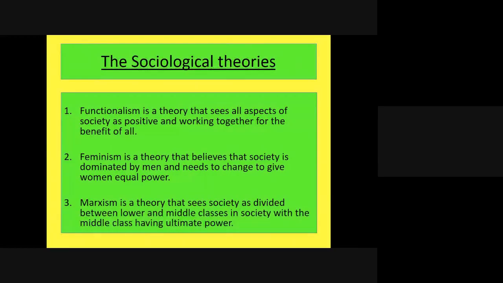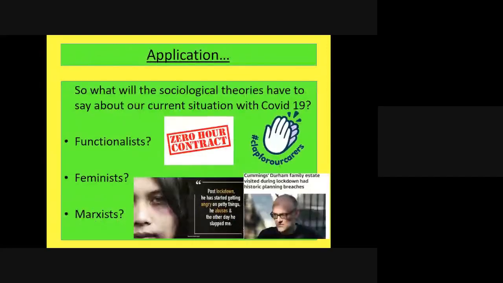And that sees society as divided between lower and higher classes, with the upper class having the ultimate power. Okay, so they believe that you have the middle and upper classes who have the power in society, and they are able to control everything for us. And then you have the lower classes who basically have to do as they're told and have limited power in our society.